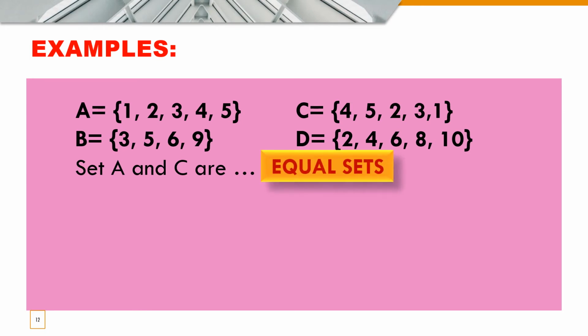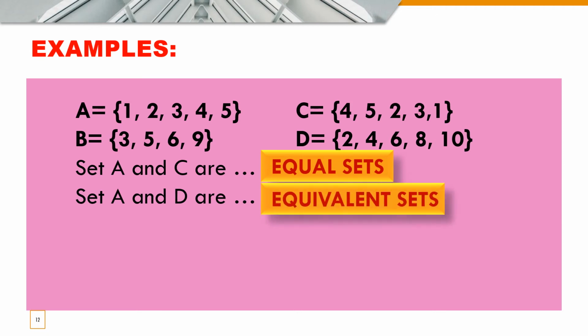Right, they are equal sets because set A and set C both contain the same elements. We have 1, 2, 3, 4, 5. So set A and set C are equal sets. What about set A and set D? Correct. They are equivalent sets because they do not have exactly the same elements, but rather they have the same number of elements. So for set A, we have 1, 2, 3, 4, 5 elements. And for set D, we have 1, 2, 3, 4, 5, another 5 elements. So both contain 5 elements. That's why they are equivalent sets.